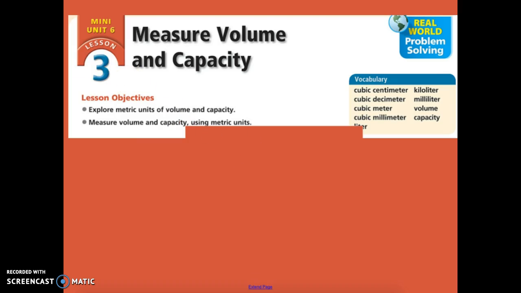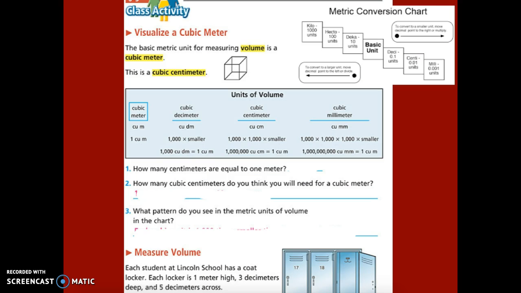So when we're looking at volume and capacity, it's similar to area, but we add another dimension, right? Because we're looking at a 3D shape. The basic unit for measuring volume is cubic meters. This is a cubic centimeter. If we were just finding the area of this little square, we would do base times height. But since we're finding the depth as well, we're going to do base times height times depth. We have to multiply those three things together to get the volume of this cube.